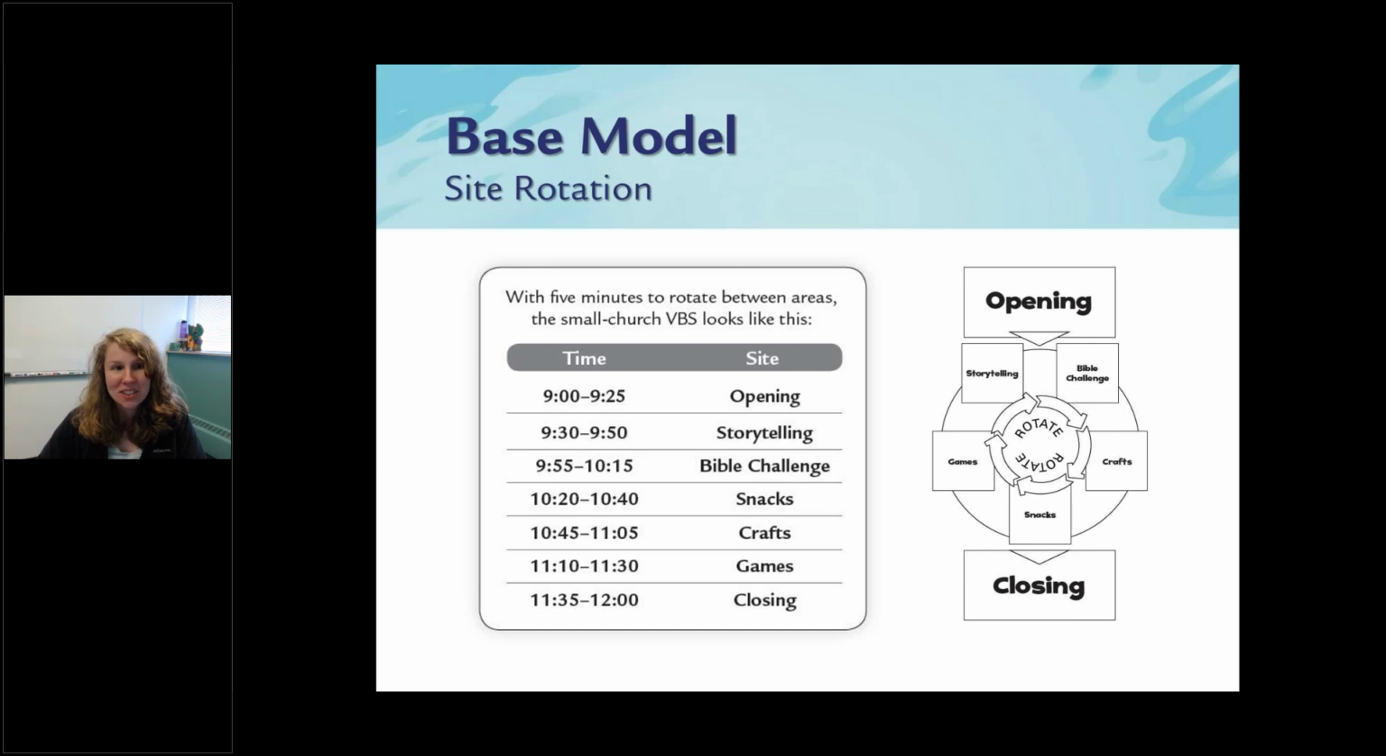We've taken hints from you saying you want these site models, and we've had the site model now for quite a while. So this base model, which most of you I think use or adapt for 2 or 3 hours, is set up like this. So you have your opening and closing, you have about 25 minutes there, and then you have 20 minutes for each of those sessions. So the kids start probably in the chapel, in your fellowship hall, and then the kids are the ones moving from site to site while your site leaders are hanging out, giving those different crafts, snacks, games, storytelling, and Bible challenge.